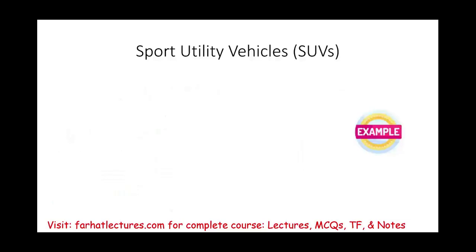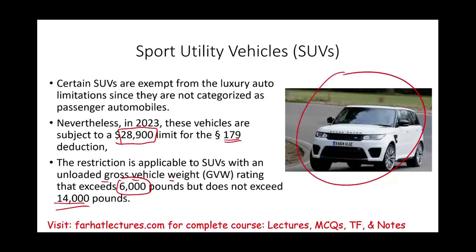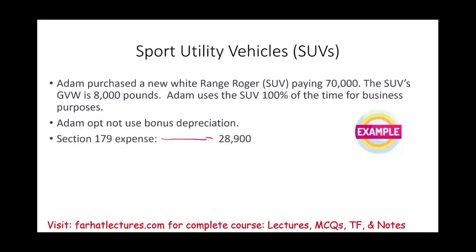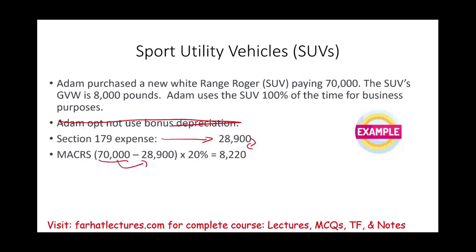Now let's look at an SUV example. Let's assume Adam purchased a new white Range Rover, more than 6,000 pounds and less than 14,000, priced at 70,000, and Adam uses it 100% for business purposes. Adam chose not to take the bonus depreciation. How much can Adam take in cost recovery for this vehicle? Starting with section 179, we can take 28,900. Then we apply MACRS. Bonus depreciation would have come next, but we chose not to. We take 70,000 minus whatever we took for section 179 and multiply it by 20%, the MACRS 5-year asset rate, which gives us 8,220, for a total amount of 37,120.